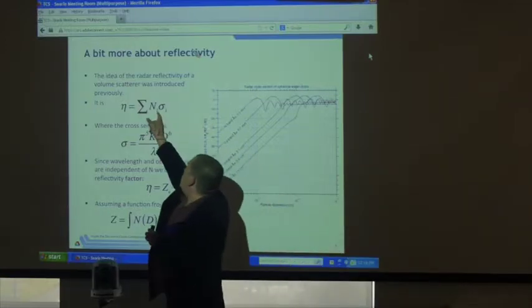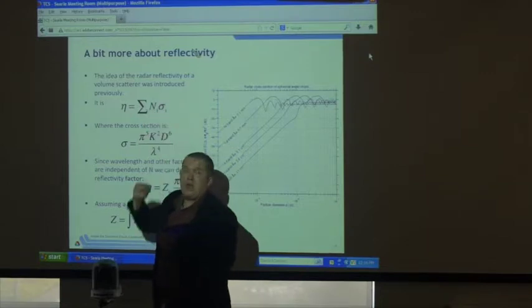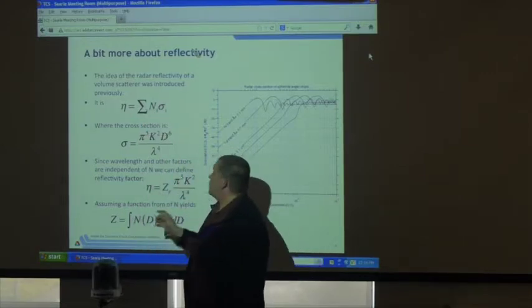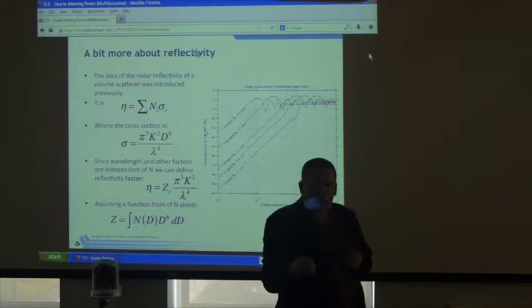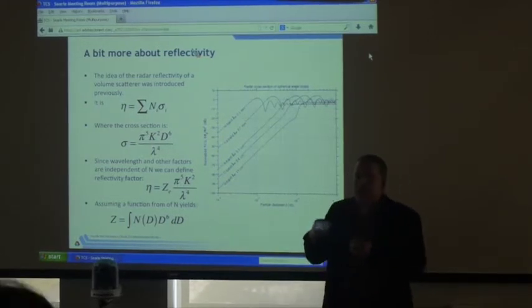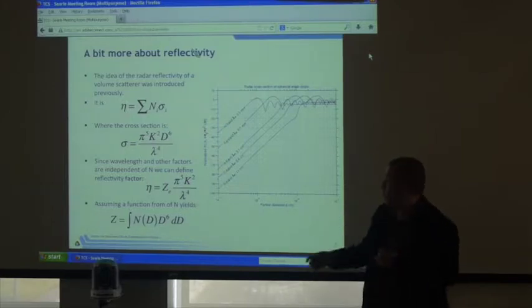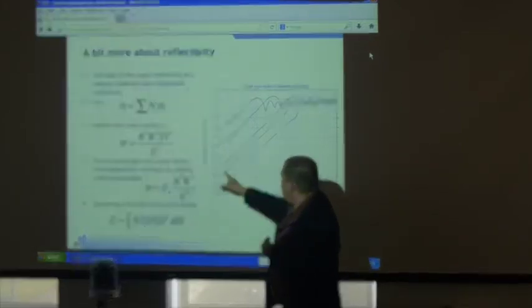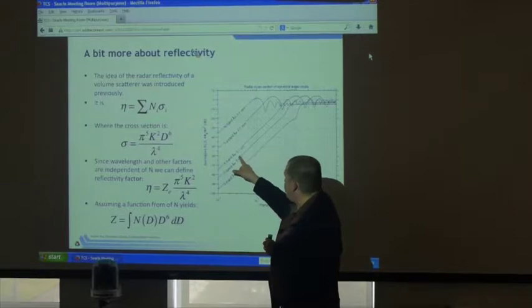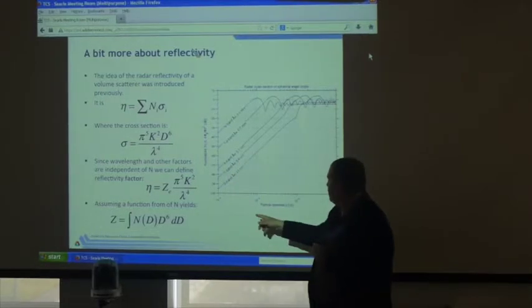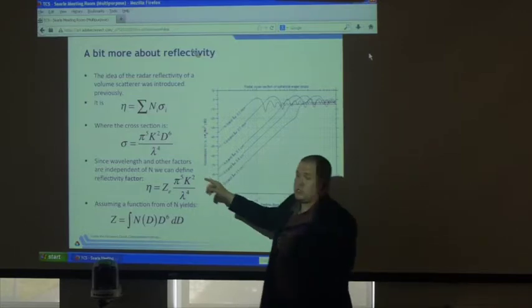And that is just the number of scatterers times their cross-section. Right? But the cross-section of a scatterer behaves differently when it is a different size compared to the wavelength of the radiation you're using. So this is C-band. This is a 5.4 centimeter wavelength radiation. This is the particle diameter. And this is its cross-section.